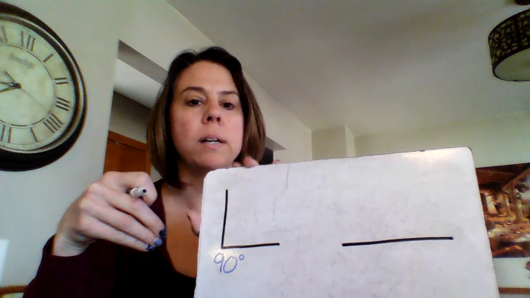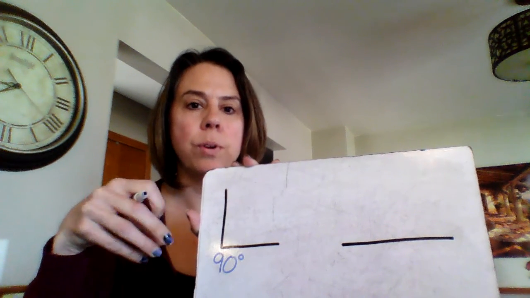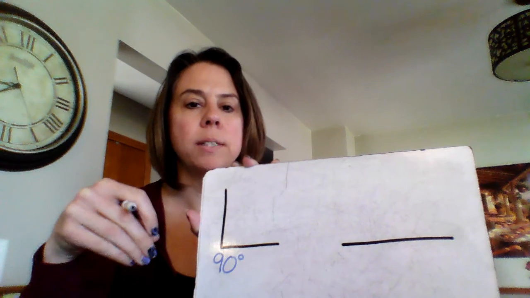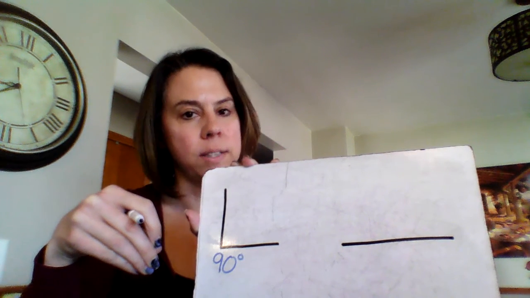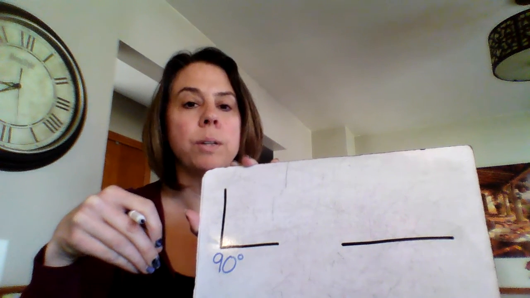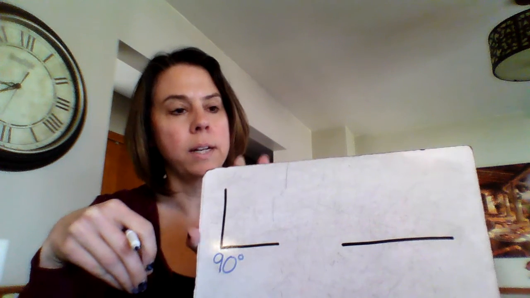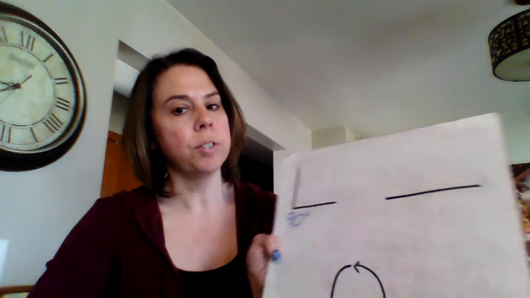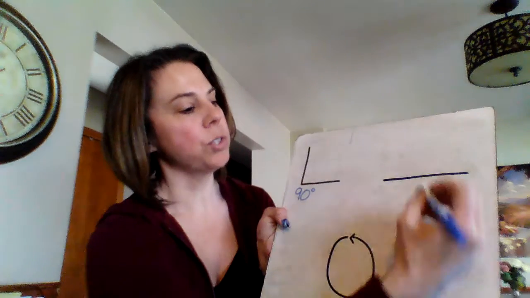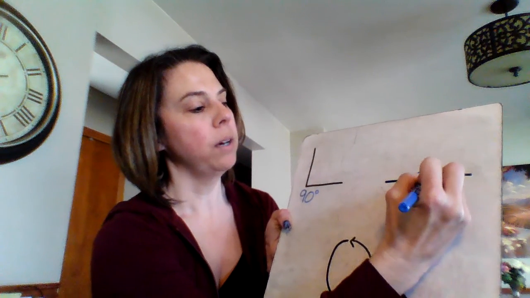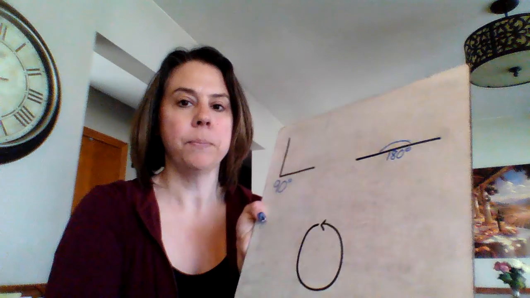We use the corners of pieces of paper or a card or something to check to see if an angle is in fact a 90-degree angle, or what's called a right angle, or if it's larger or smaller than a 90 degree. Another benchmark that we use is a straight line, which that angle would be 180 degrees.